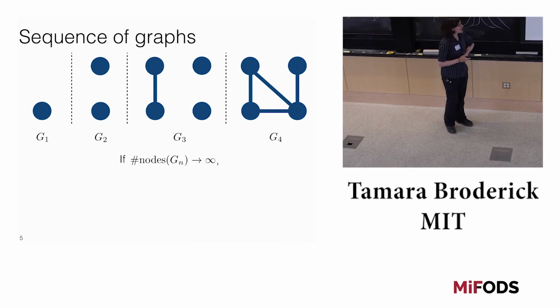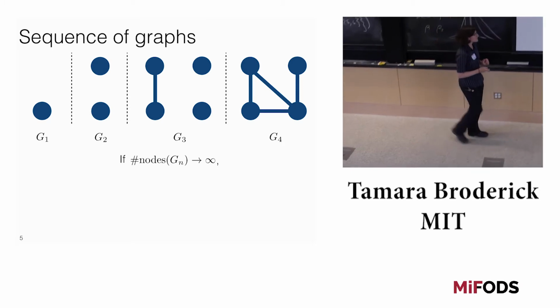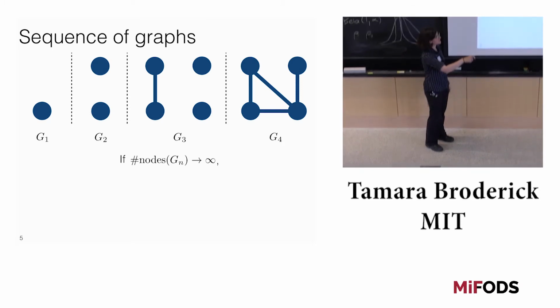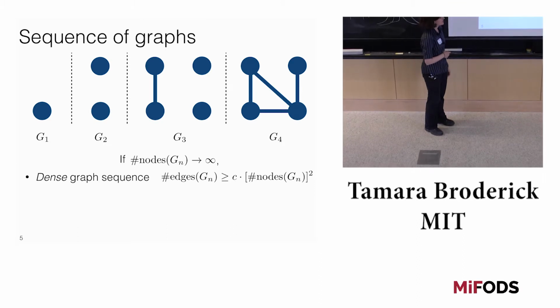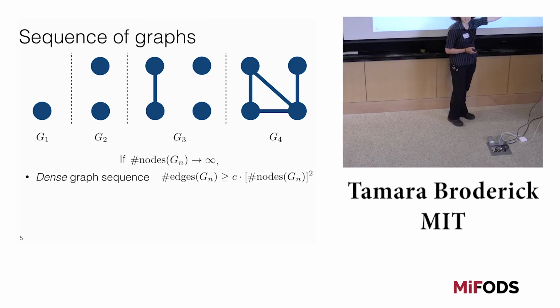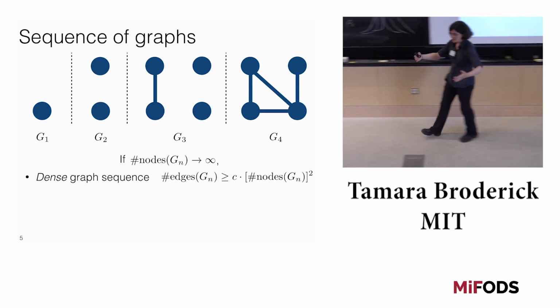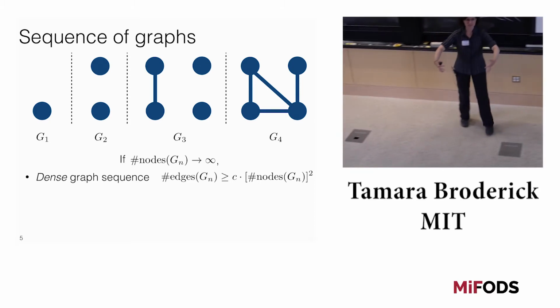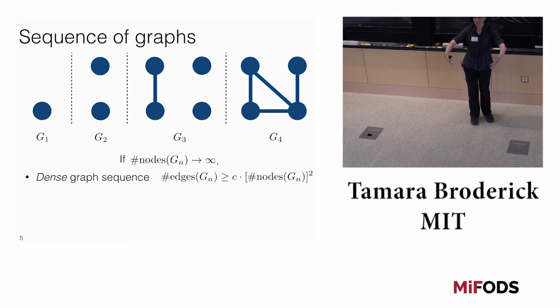Okay, and so we'll say that our definition of density for the purposes of this talk is that if the number of nodes goes to infinity, so that's like having our number of data points go to infinity earlier, we'll say we have a dense graph sequence if the number of edges grows quadratically in the number of nodes. So you can see why this might be bad, because if you think about if you had all possible edges between nodes, that would be like number of nodes choose 2.